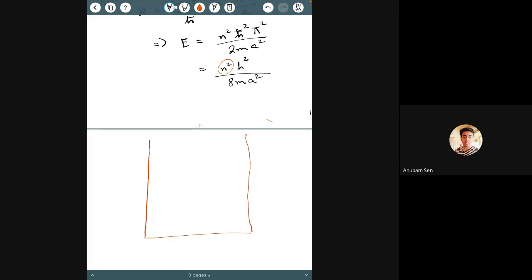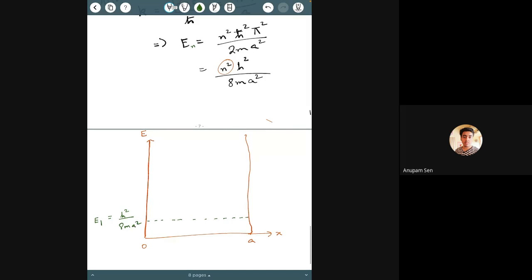So I have my box, and now this is the energy axis, and I have 0 and E. Now my first wave function is n equal to 1. So if n is equal to 1, then let me write this as En if you like. Then E1 is equal to h squared by 8ma squared.